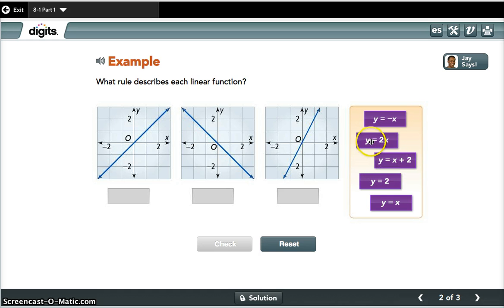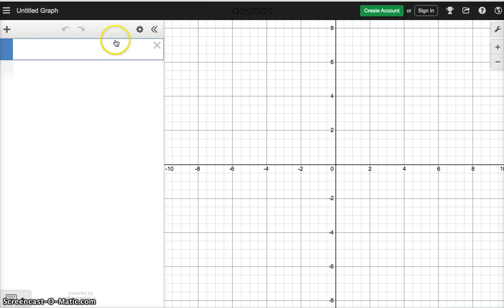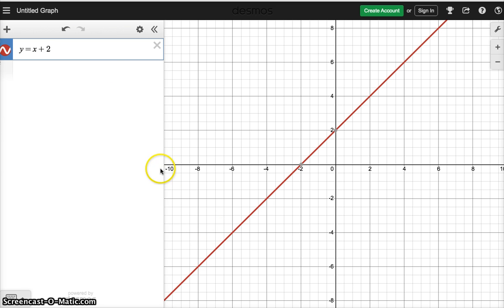Let me show you what I mean, and I'm going to start with this y equals x plus 2. I'm going to plug this into Desmos so you can see it. Y equals x plus 2. Okay, let's take a look at what happens here.